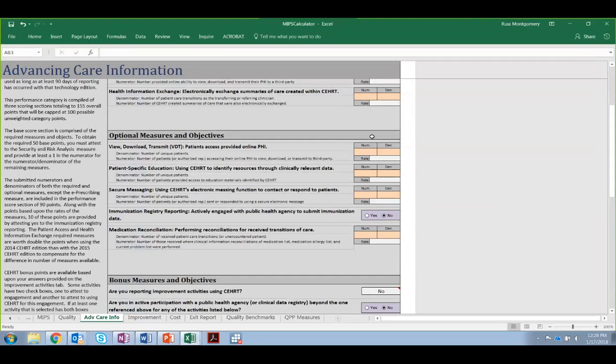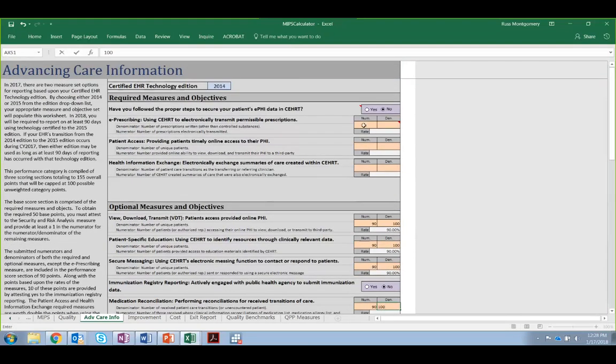And here, you do have to enter numerators and denominators for numbers of patients. I'm going to enter in some basic numbers here just to keep it straightforward: 90 patients out of 100 for each of these. And again, you do have a choice of which of these you report. There are some required measures and objectives, and there are some that are optional. So again, you do have some choice here.